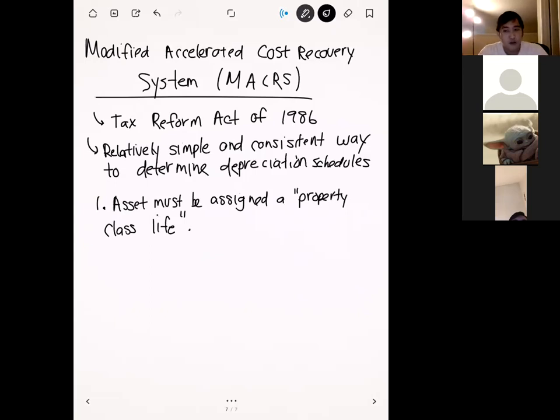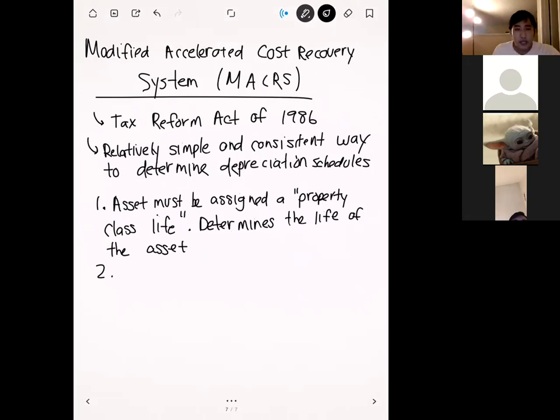Depending on what type of device or machine it is, it's basically given a class. This property class determines, for tax purposes, how long the asset is going to last. On the next page, I'll give you the six different classes that are out there, at least as of when I wrote these lecture notes a few years ago. But these descriptions get updated relatively often, because new technologies emerge all the time.